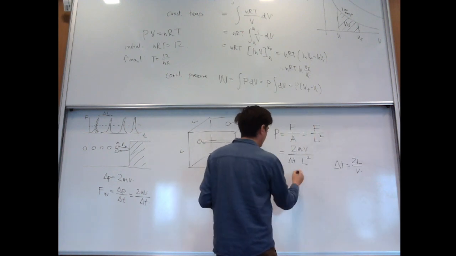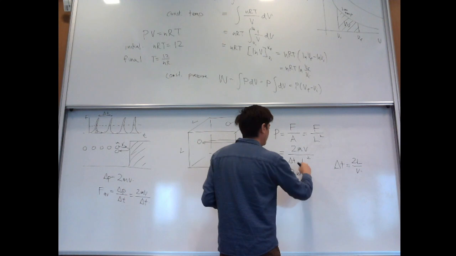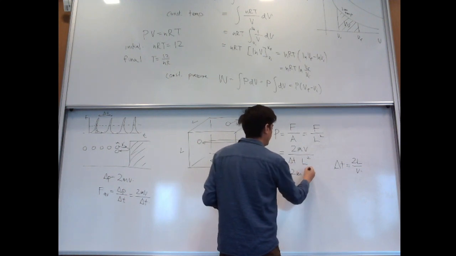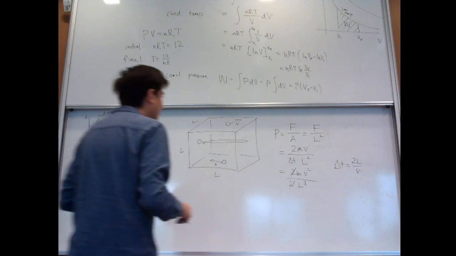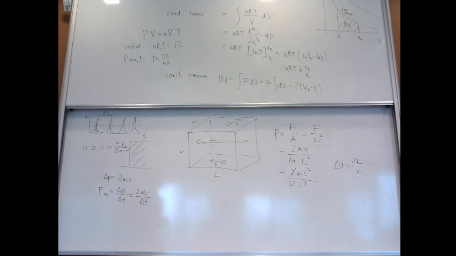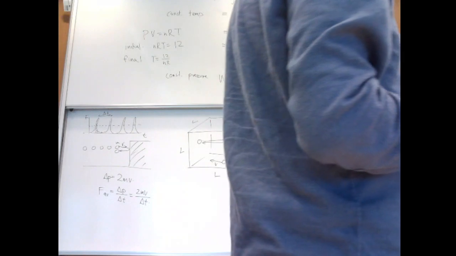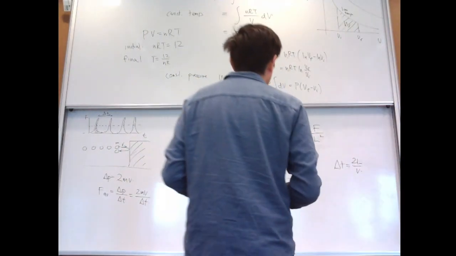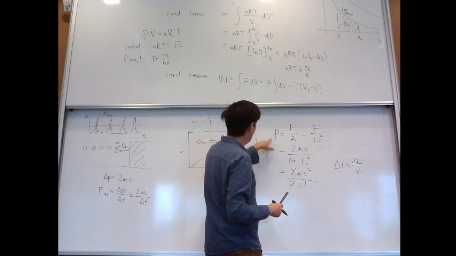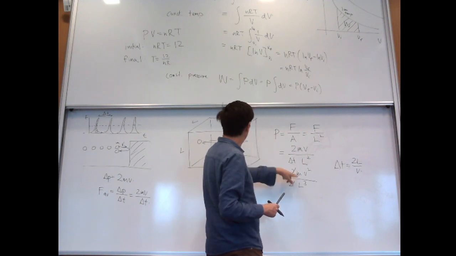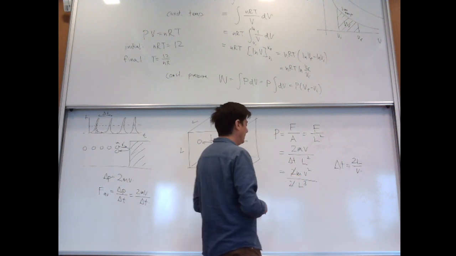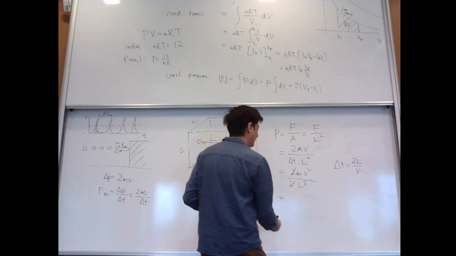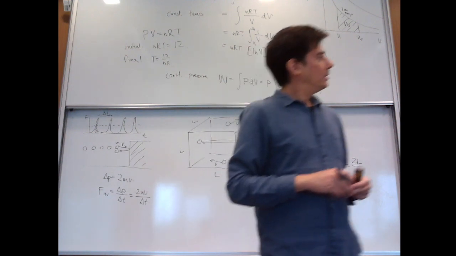Okay, so let's stick that into the formula. This is on the bottom, so 2mv squared over 2L cubed. These twos cancel. Okay, so now we actually have a bit of a start of a formula here, and it's saying pressure should be something like mass of this atom times the velocity squared divided by L cubed, and L cubed is obviously the volume.